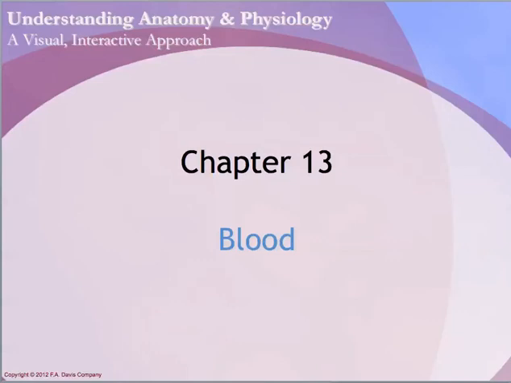All right, today we're going to cover chapter 13 in your book on blood. We're talking about all the different things that blood is made of and all the different parts, and how do we clot, how do we have blood types, all of those types of things.